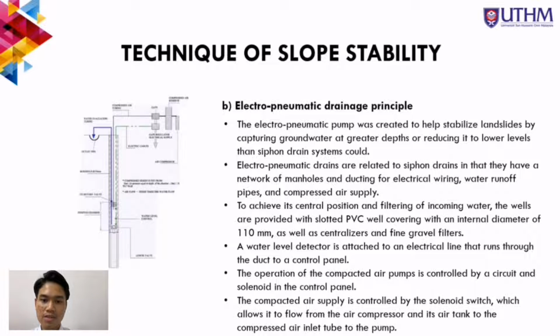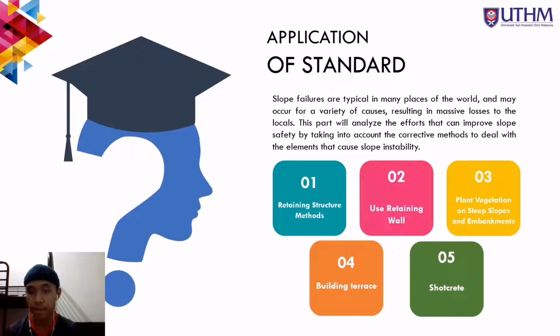To achieve its central position and filtering of incoming water, the wells are provided with slotted PVC well casing with an internal diameter of 110 mm as well as centralizers and fine gravel filters. A water level detector is attached to an electrical line that runs through the duct to a control panel. The operation of the compressed air pumps is controlled by a circuit and solenoid in the control panel. And lastly, the compressed air supply is controlled by the solenoid switch, which allows it to flow from the air compressor and its air tank to the compressed air inlet tube to the pump. Here we go to the next part, which is the application of standard.